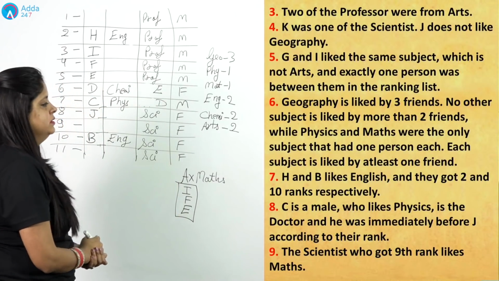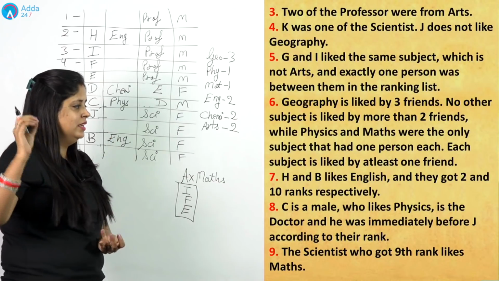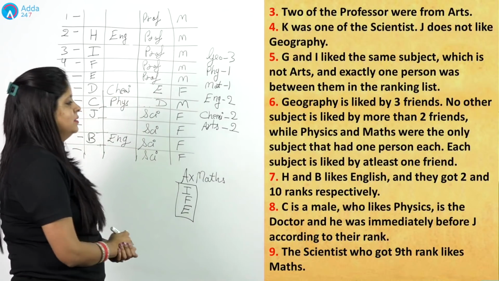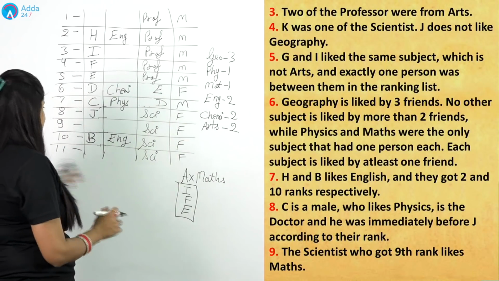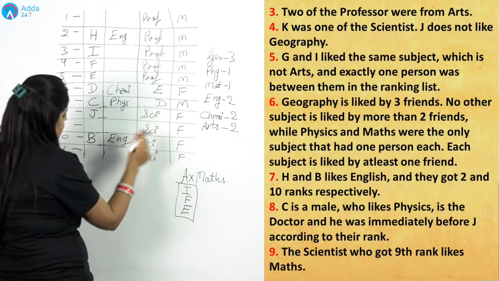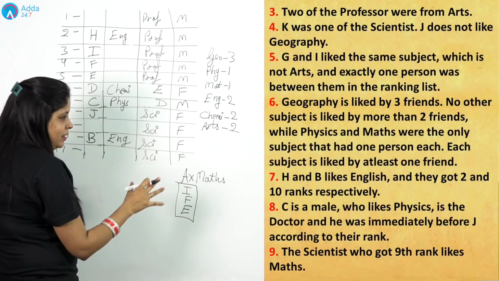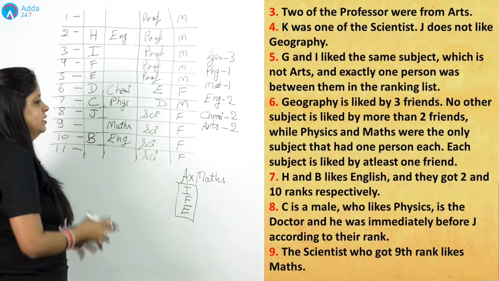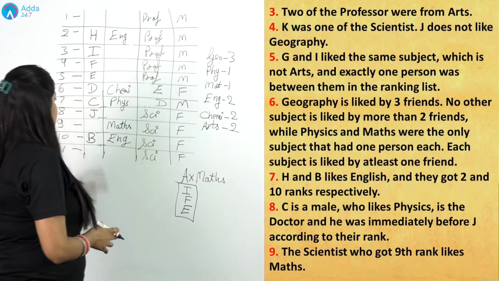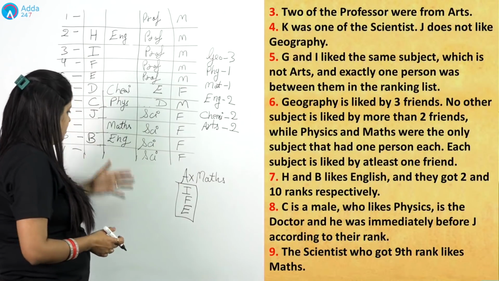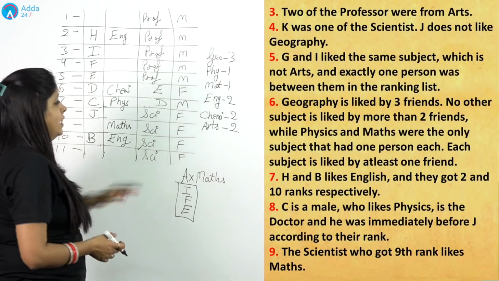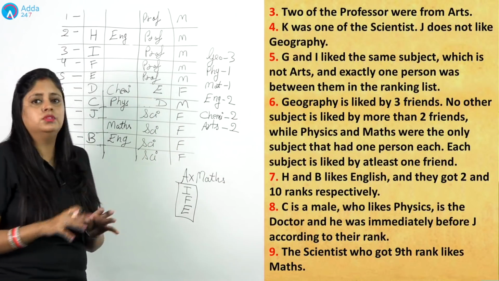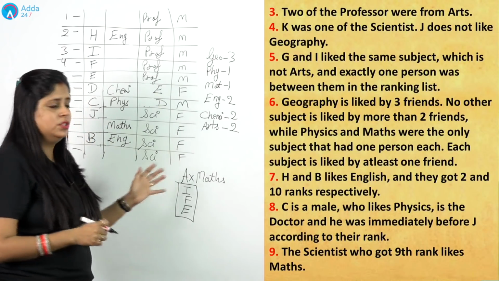Now, let's read some more hints. The 9th hint, the last hint, says the scientist who got 9th rank likes maths. Scientist who got 9th rank means this is scientist, it is clearly given. The subject is decided at this 9th rank and that subject is maths. We are done with this. So now, you guys just remember that before proceeding toward this conclusion, I skipped some of the hints because I considered them not useful to me at that moment, but right now in this situation they are actually useful.